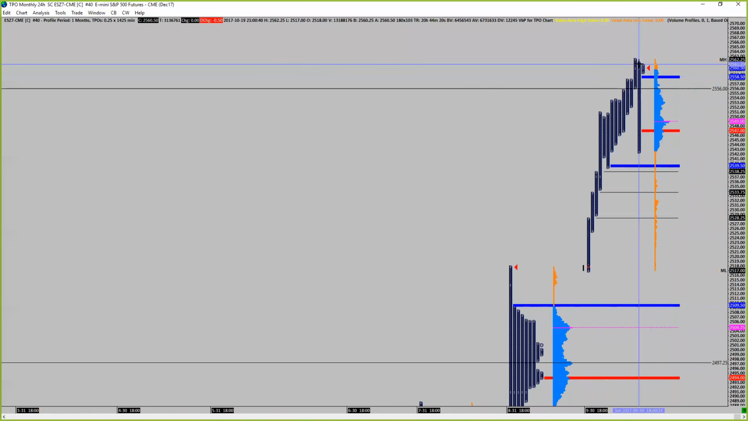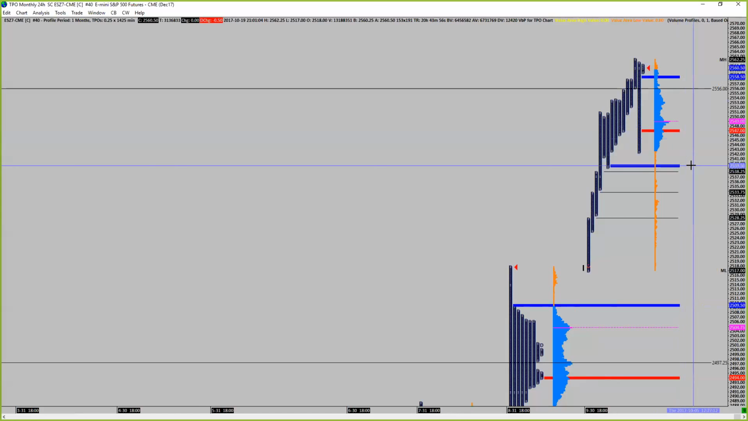This is the overnight. It came down through the value area high, then came all the way down. It blew through the volume point of control, though it didn't blow through this. This is the monthly, but it almost came down to the value area low.